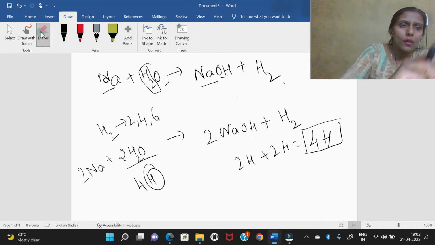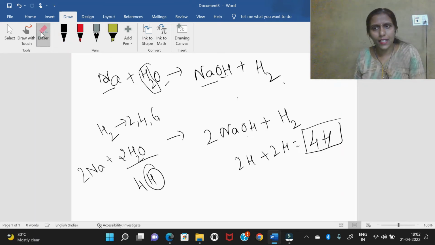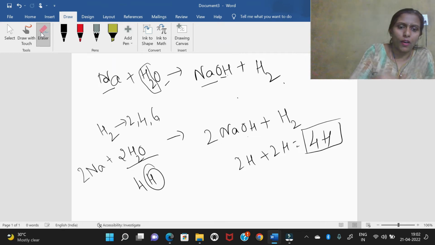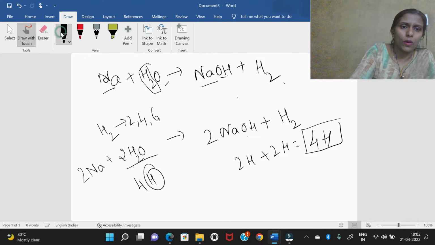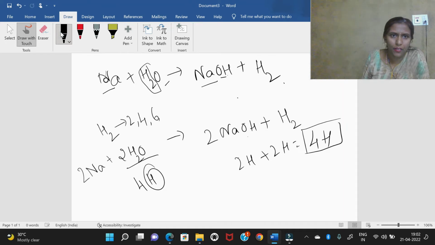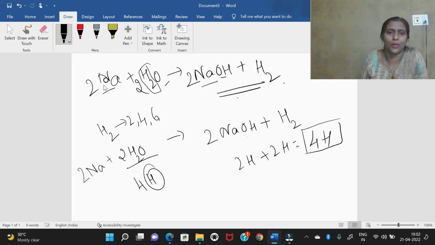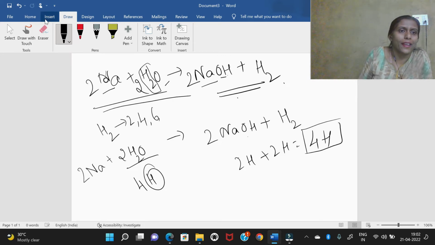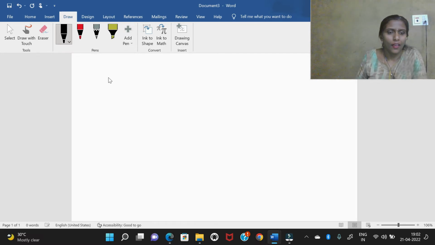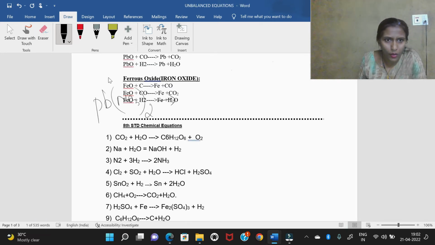Having said this, please take down the notes. I will go for the further ones. Okay, you want me to write the balanced equation again here? Yes. 2Na plus 2H2O giving rise to 2NaOH plus H2. That's the balanced equation. Okay, fine. Let me erase the board now.